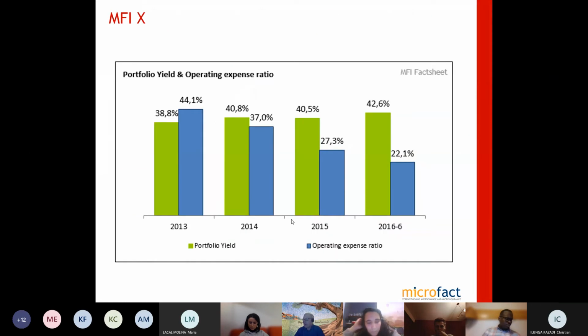So here, if we take our organization X, you see this blue part, that's the operating expense ratio. From 44, 37, 27, 22. So in 4 years, they had a tremendous improvement on operating expenses. What do you think? I told it before, I think, but is this a young or an old organization? When you think it's a young one, you can show green. If you think it's an old one, you can show red.